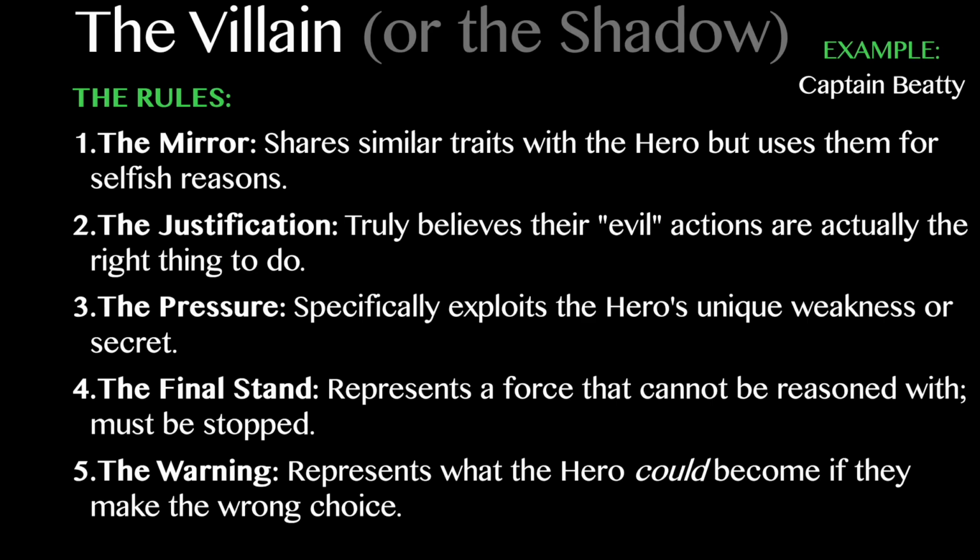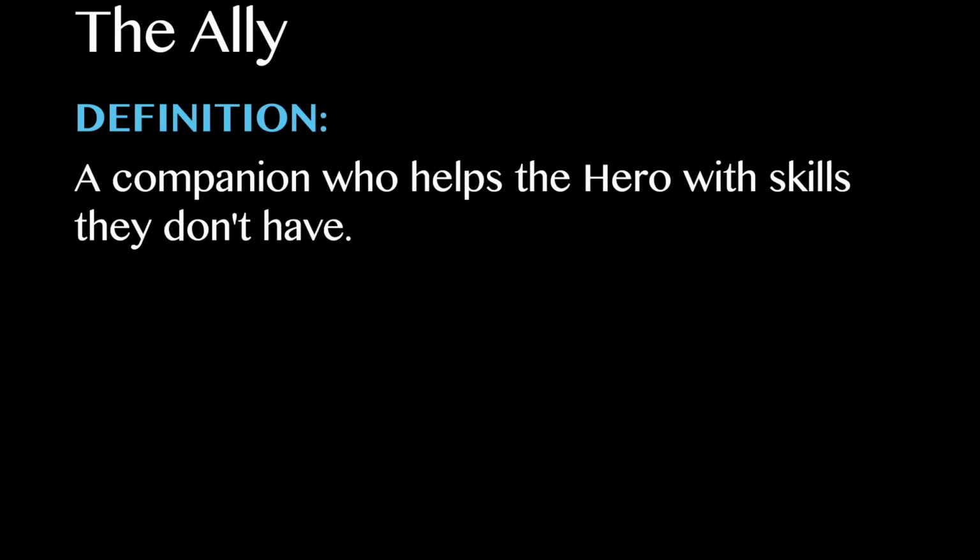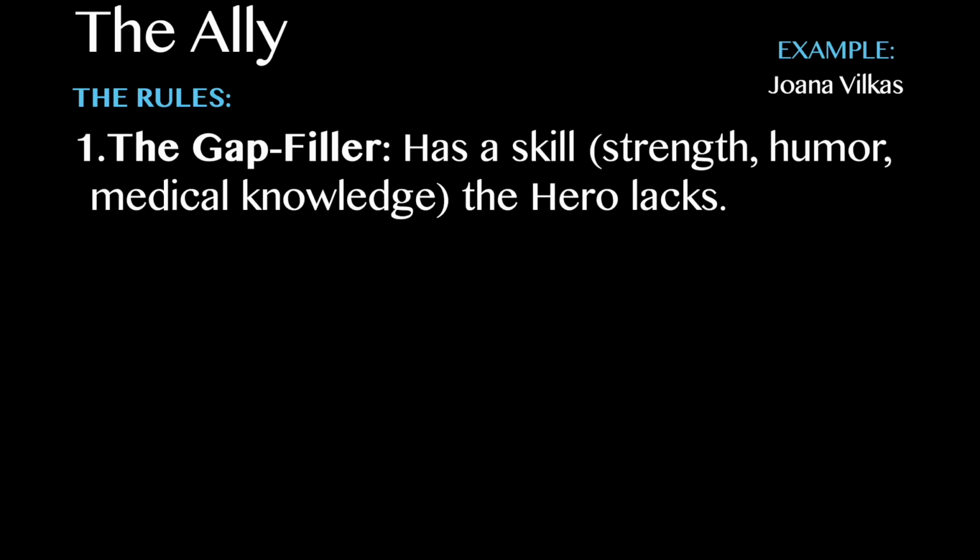I've spent a lot of time on these first two because they're important, but we're going to go a little more quickly for the rest of them. The ally. This is somebody who sticks around the heroes, their companion, their sidekick kind of, and they've always got a skill that the hero doesn't have. So some rules if we consider Joanna Vilkas from Salt to the Sea. This person has a skill that the hero lacks. If you call Florian the hero, Joanna's got some medical knowledge that helps people when they're struggling or injured.